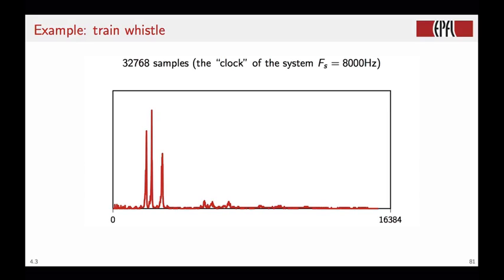So the sampling frequency is Fs equal to 8,000 Hertz, which means that Ts is 1 over 8,000 seconds. This is the time between samples. And also, the file contains 32,768 samples. We will see later why we often choose signal lengths that are a power of 2.